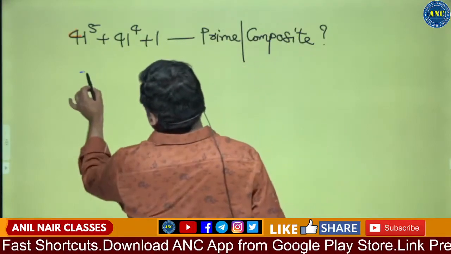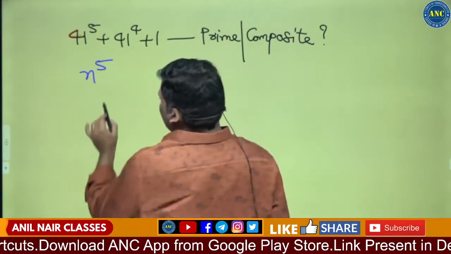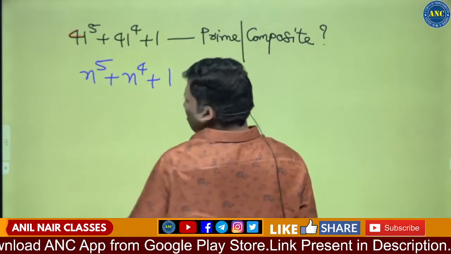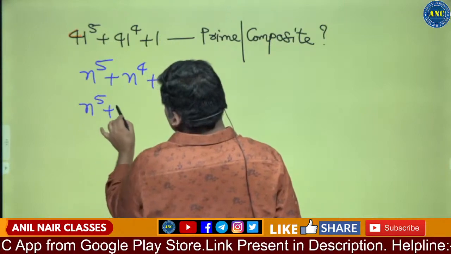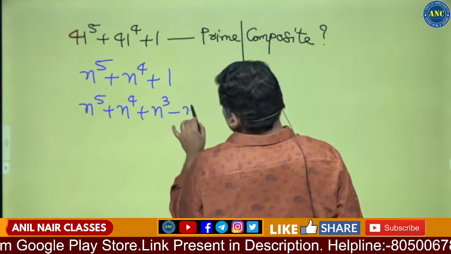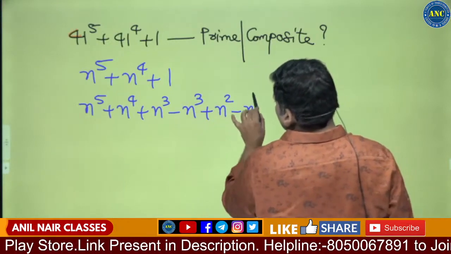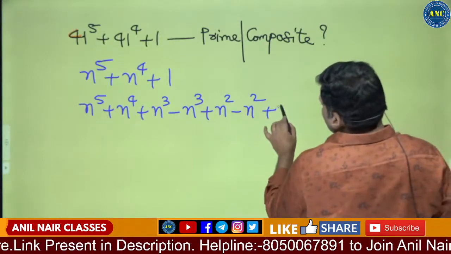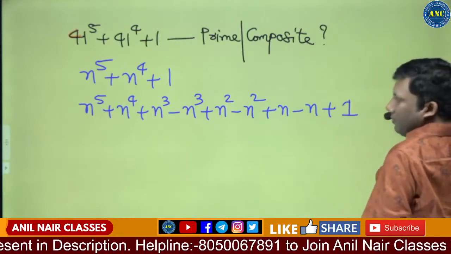How I solved this question is, instead of 41, let me keep a variable n. n power 5 plus n power 4 plus 1. So what is missing here? n cube is missing. n square is missing. I am adding n square and subtracting n square. What is missing here? n is missing. Plus n minus n plus 1.